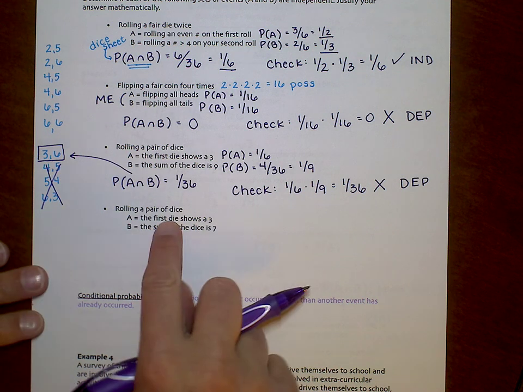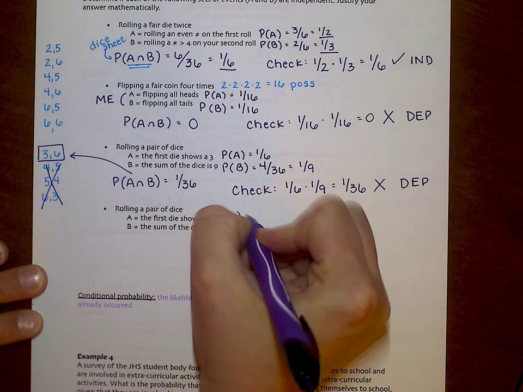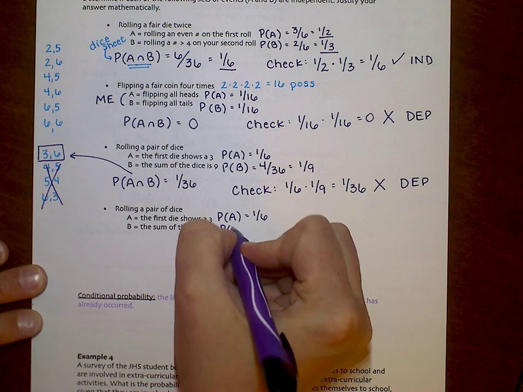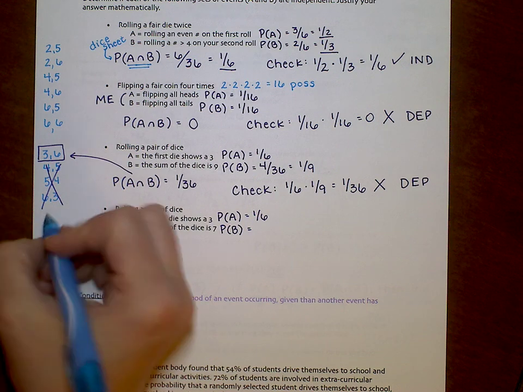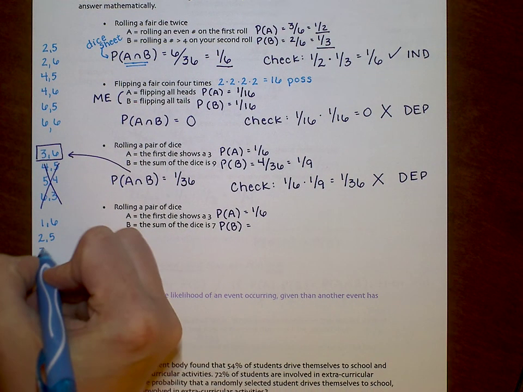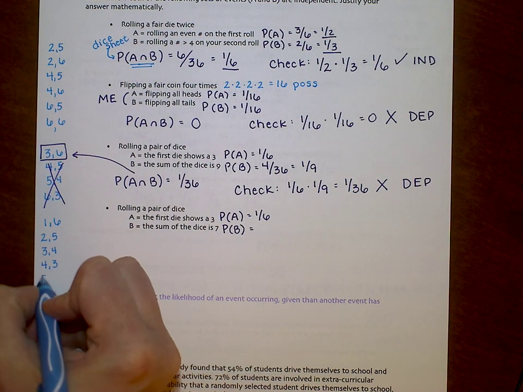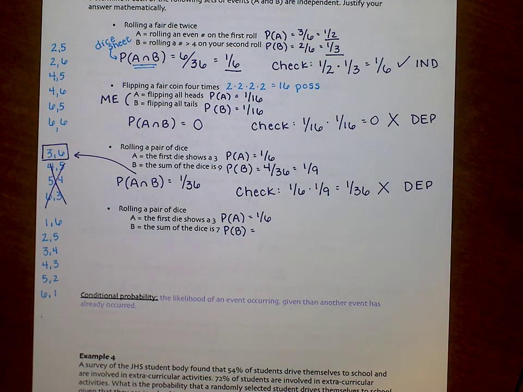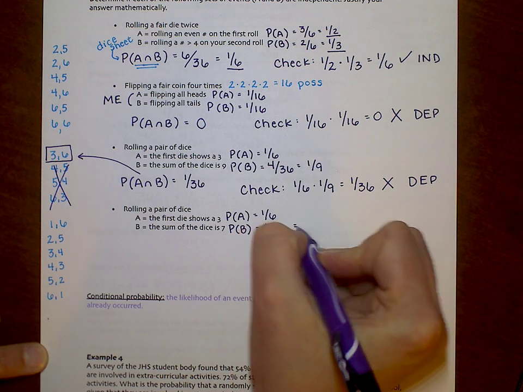Let's check it out. The probability that the first die shows a 3 is 1/6, again because there's a 1 out of 6 chance of getting a 3. The probability of getting a 7, well, let's see how many different ways we can make a 7. 1 and 6, 2 and 5, 3 and 4, 4 and 3, 5 and 2, 6 and 1. So I see 6 out of 36 ways, which is equal to 1 over 6.